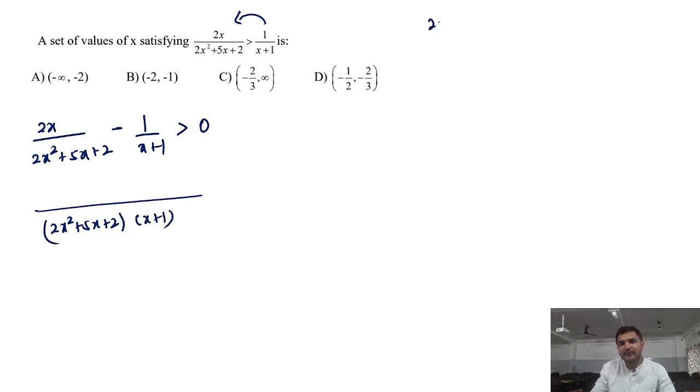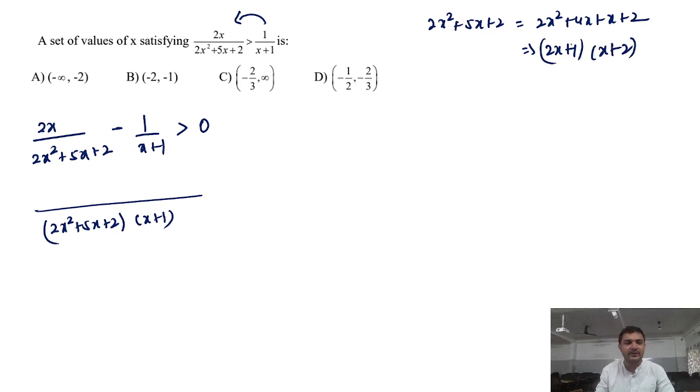Here, let's factorize this also: 2x square plus 5x plus 2. What can I write it as? 2x square plus 4x plus x plus 2. What will I get? Tell me. Taking 2x common, we get 2x plus 1 into x plus 2. This is the factorization of the same. We will be using it later on.